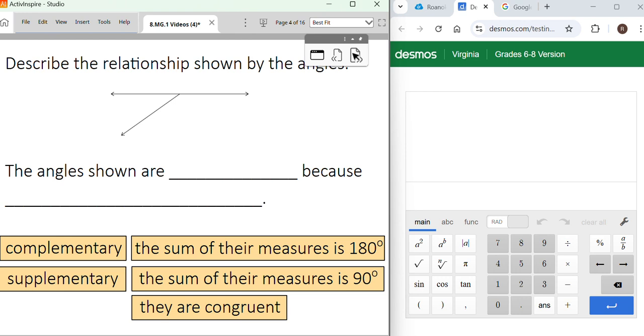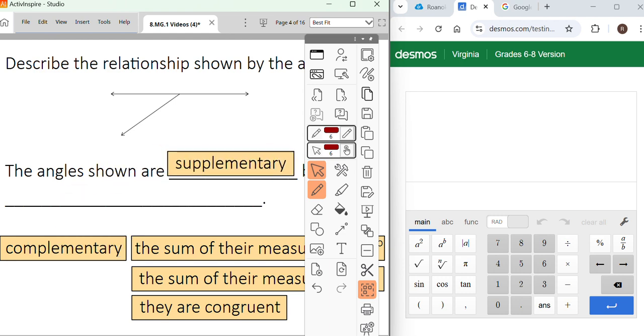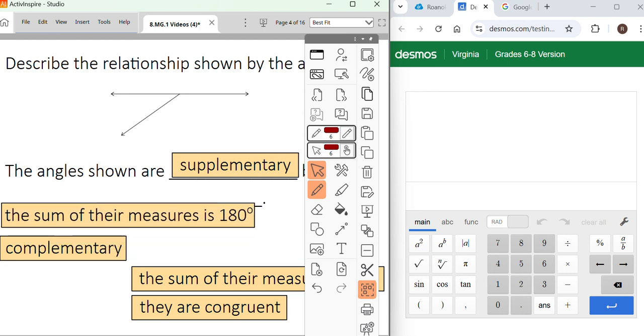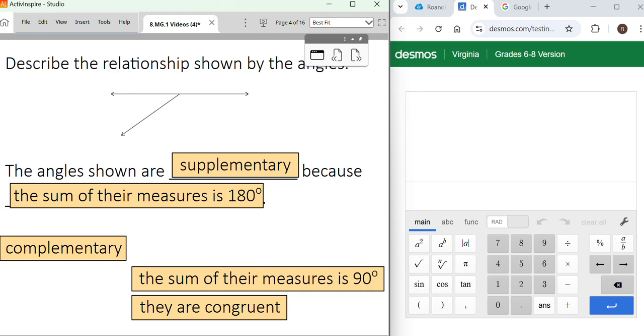All right. This says describe the relationship shown by these angles. As you can see, it's two angles that form a straight line. So the angles shown are supplementary. They are supplementary. And the reason they're supplementary is because the sum of their measures is 180 degrees. Okay, let's see about the next one.